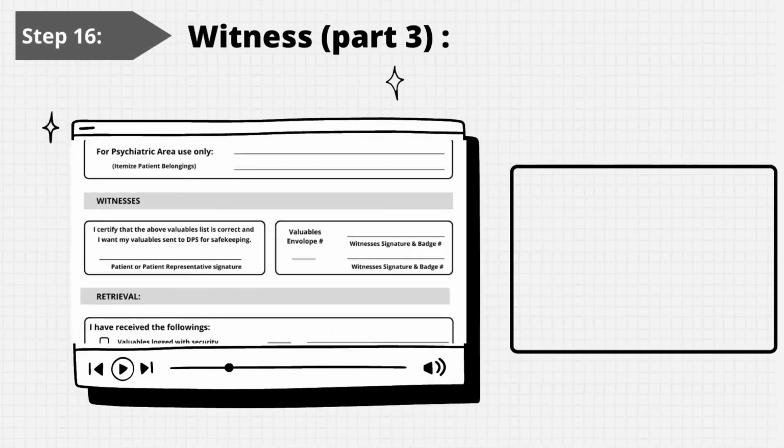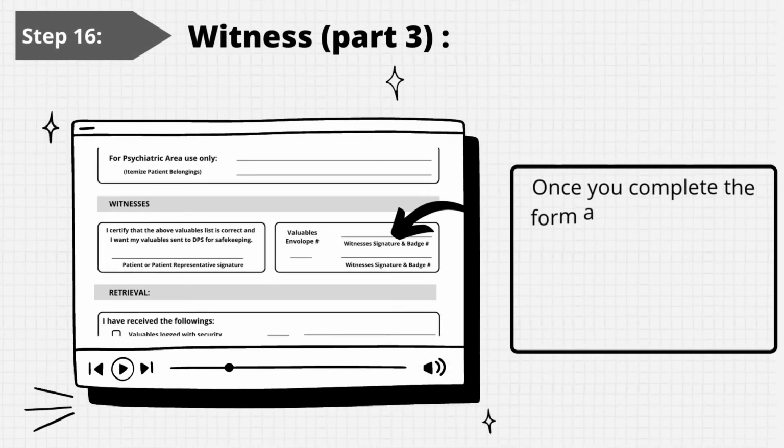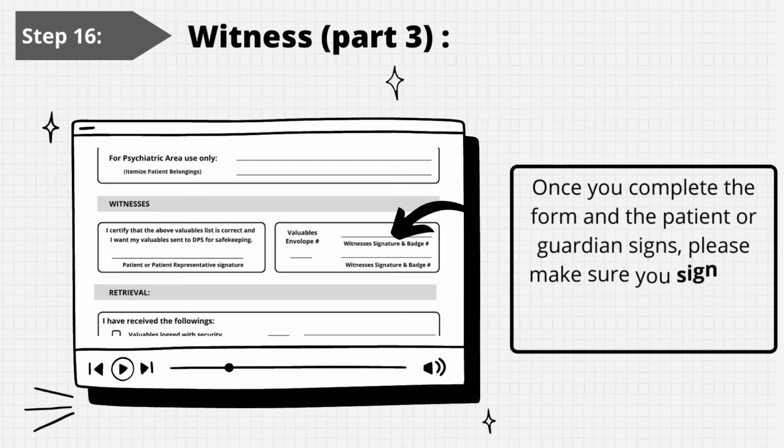Step 16. Witness, Part 3. Once you complete the form and the patient or guardian signs, please make sure you sign the form and include your badge number.